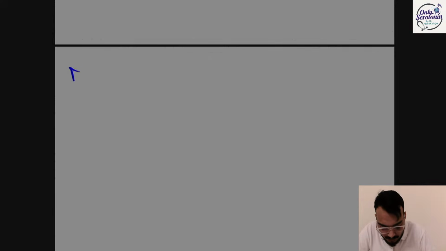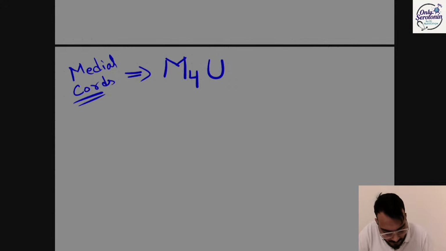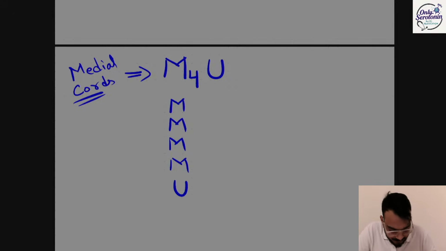Now the last is what, guys? The last is medial cord of the brachial plexus. This medial cord is what, guys? This medial cord is, of course, myself, that is Dr. Mudit sir, is for you. What is M for you, guys? Total we are having 4 M's and 1 U.